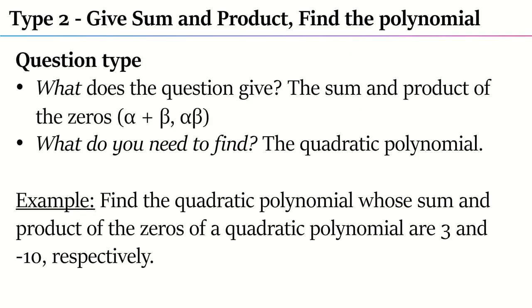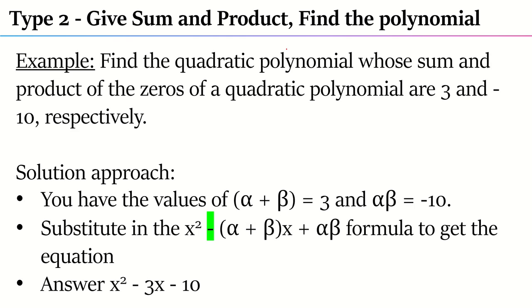So now let me move to the other pattern. The question will give you the sum and product, that is, they will give the values of alpha plus beta and alpha beta. You need to fit the quadratic polynomial. The example we consider is: alpha plus beta is equal to 3 and alpha beta is equal to minus 10. Please note there is a minus here, minus 10.